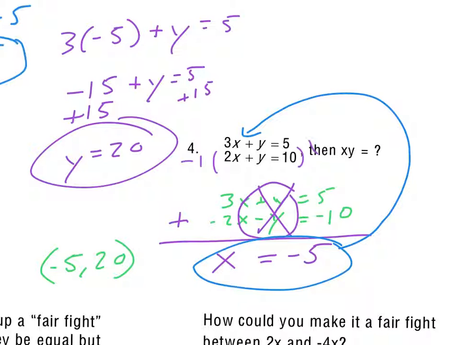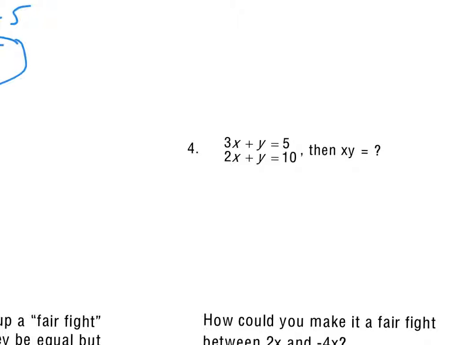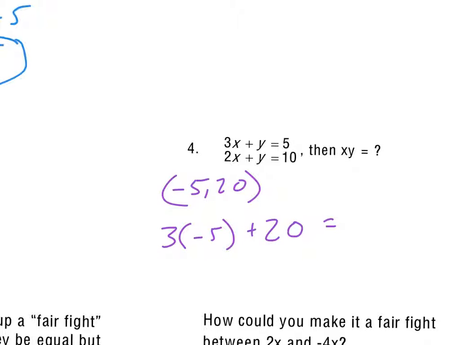Now we can always check these. After you get an answer, if you have extra time on a test or if you just want to see if you're right, we can take our ordered pair and plug it back into the equation that we just solved. So the ordered pair that we got there was negative 5, comma, 20. If I plug those back into any equation, we'll use the first one for example, I'd have 3 times negative 5 plus 20, and if it's right, then it should equal 5. So 3 times negative 5 gives me negative 15 plus my 20. Well, negative 15 plus 20 equals 5, so I know that my answer is right for that one. So now we can move on to the next one.